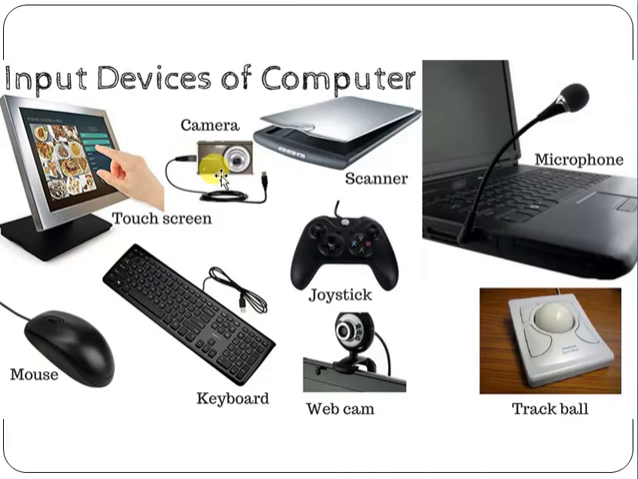Then another is the camera. A camera is another type of input device for a computer. How? You take pictures and you can transfer these pictures to the computer by using a cable. So this is another type of input device for a computer.